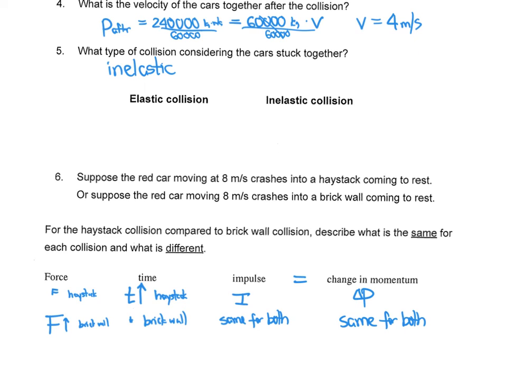So again, for these collisions, whatever they're colliding into from the same speed, both of these objects, haystack and brick wall, are going to change the momentum to 0 to stop it. That's going to require the same impulse for both, because impulse equals the change in momentum. But how we apply the impulse can vary. So the haystack takes a long time to stop the car, and hence the force will be tiny. The brick wall stops the car in a very short time, and hence the force will be a lot bigger.